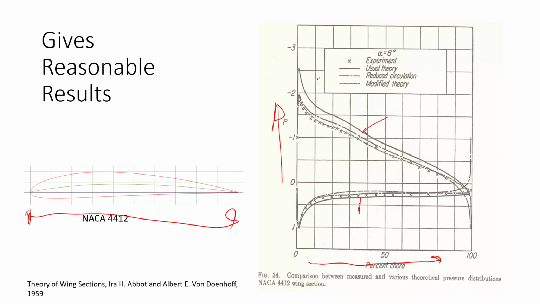It's the solid line. And if you compare that to the experimental data, which is this dotted line with all the x's, it's not far off, especially considering that we're neglecting viscosity. If you apply a couple fudge factors to account for viscosity, that's where you get these other lines here that are even closer to the actual result. So this was a useful tool that gave reasonable results in real life.